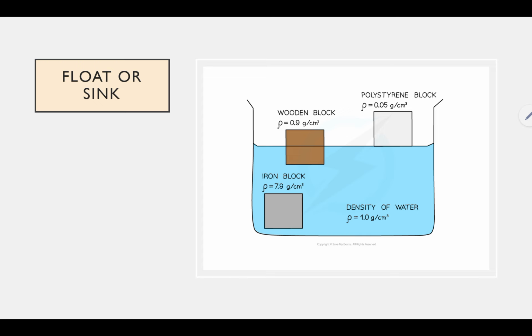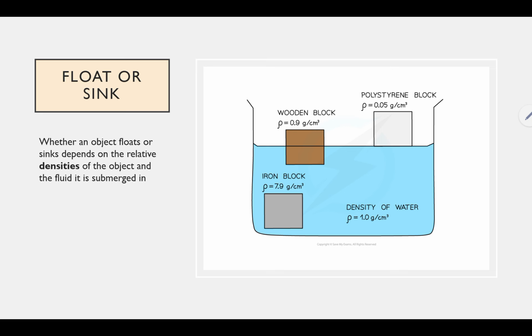If the block has a density that is higher than the density of water, bigger than the density of water, then it will sink. As you can see, the iron block has 7.9 gram per centimeter cube of density, which is more than the density of water, so it will sink. The wooden block is a little bit less than the density of water, so it will slightly float. And the polystyrene block is much, much lighter than the density of water, so it floats all the way.